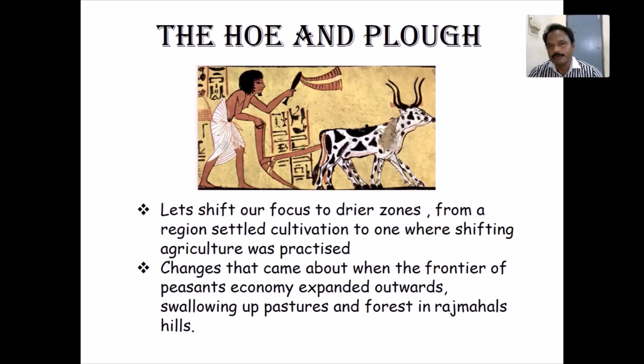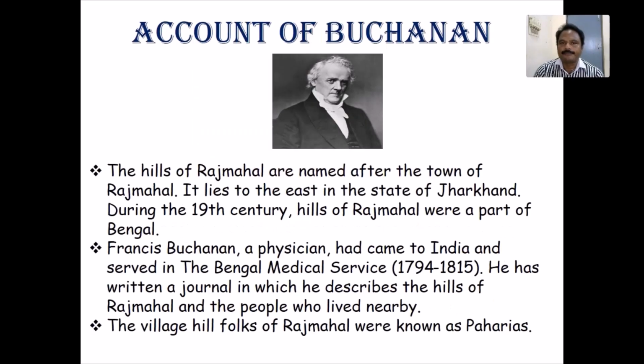Now we are going to discuss two kinds of tribal peoples. One is the Pahariyas and the other is the Santals. Let me explain in brief. Before we discuss the Pahariyas and Santals, there is one important person we need to discuss. His name was Francis Buchanan, a physician who came to India and served in the Bengal Medical Service from 1794 to 1815. He wrote a journal in which he described the hills of Rajmahal.